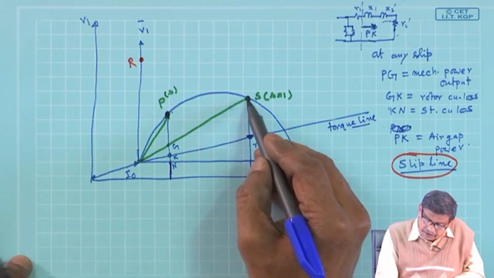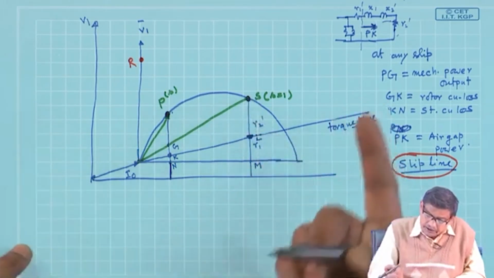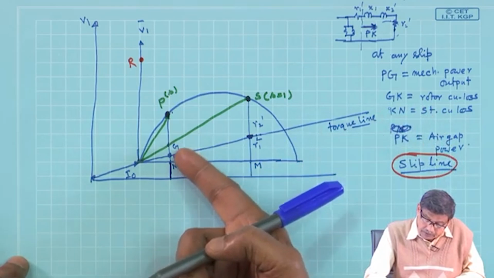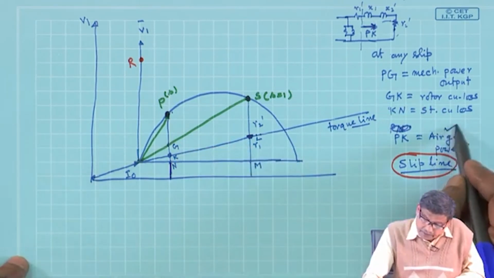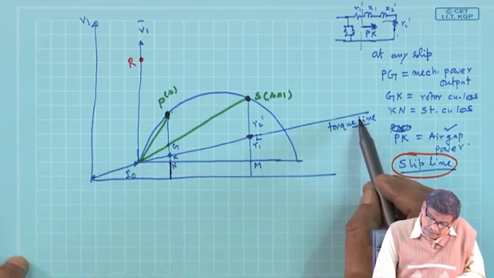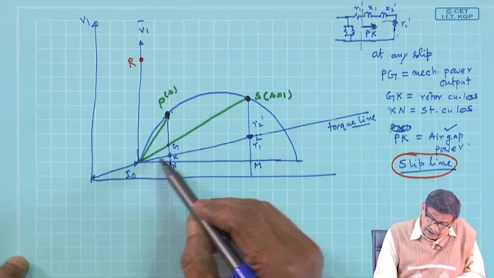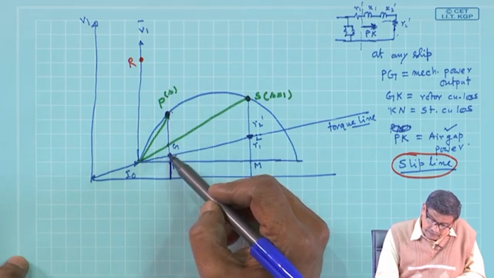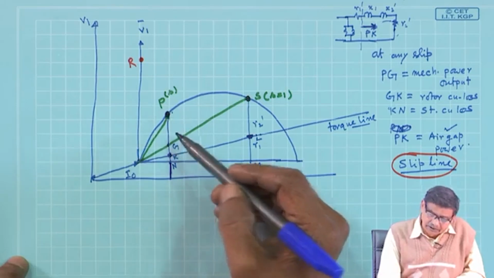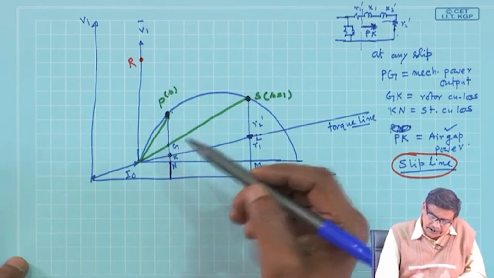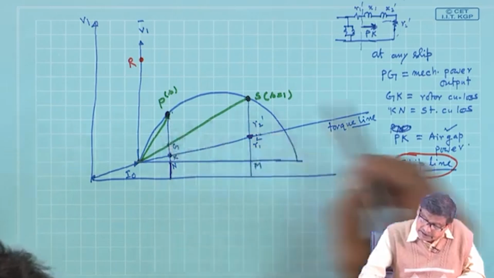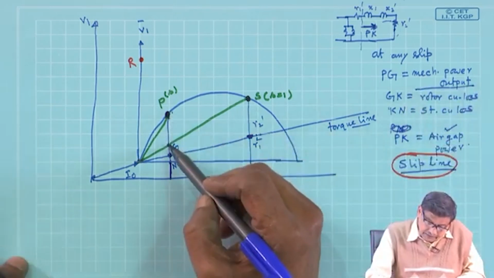Why torque line? Because this power, air gap power, is a measure of torque. Gk is rotor copper loss. So, Pk is air gap power. Therefore, this is the torque line, and that is the air gap power, this intercept. Pk gives you a measure of the torque, because air gap power in synchronous watt divided by 2 pi ns gives you the torque. Okay. And this Pg is the mechanical power output, this length.